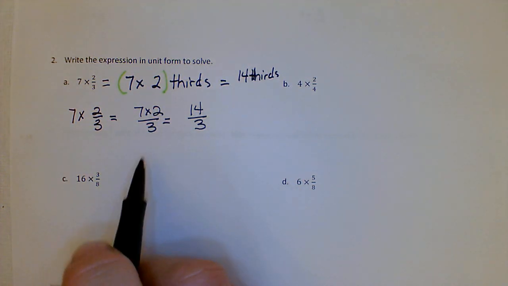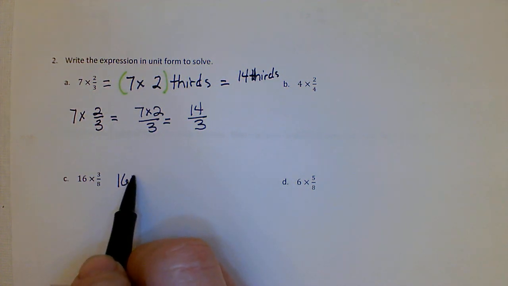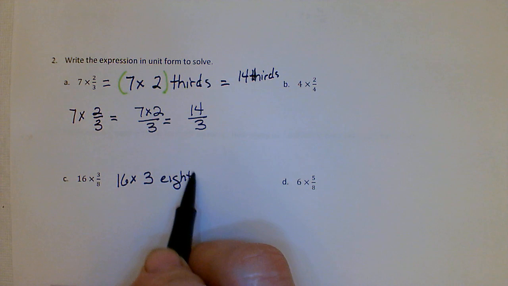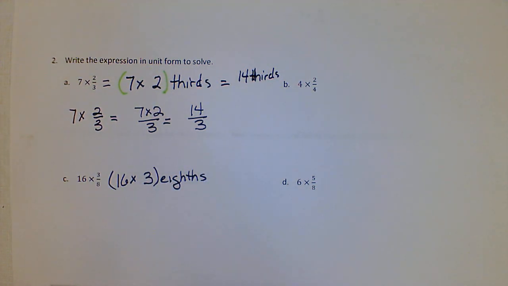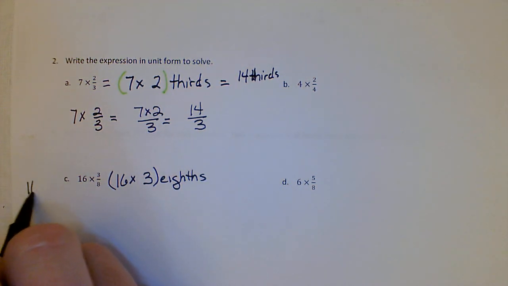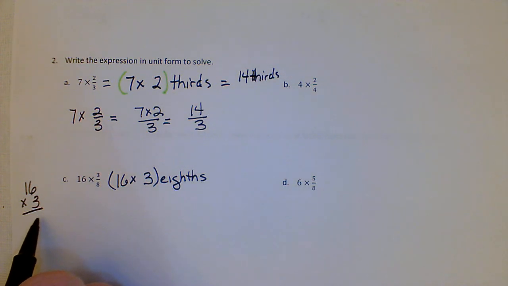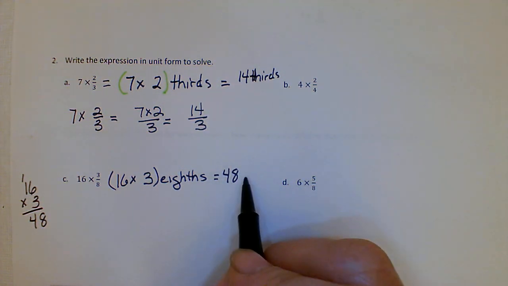So here we would have 16 times 3/8. And then what we want to do is we want to group that 16 and that 3. And if you need to do that on the side, that's fine. You can do 16 times 3. 3 times 6 is 18. 3 times 1 is 3, plus 1 is 4. So I would end up with 48/8.